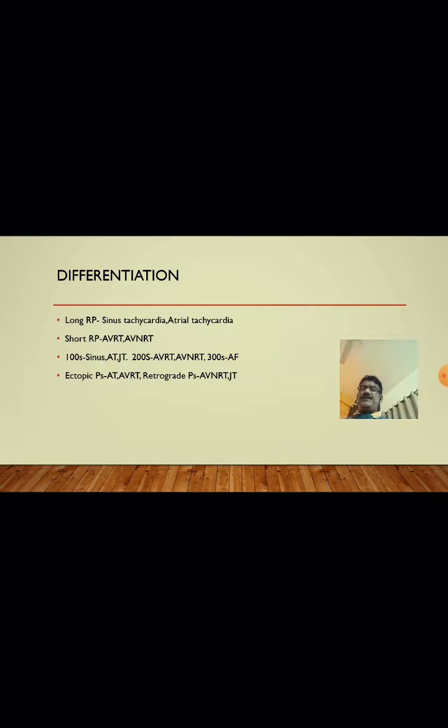So how does the P wave help in the differentiation of various supraventricular tachycardias? We get ectopic P waves in atrial tachycardias and AVRTs. You get retrograde P waves in AVNRTs and junctional tachycardia.